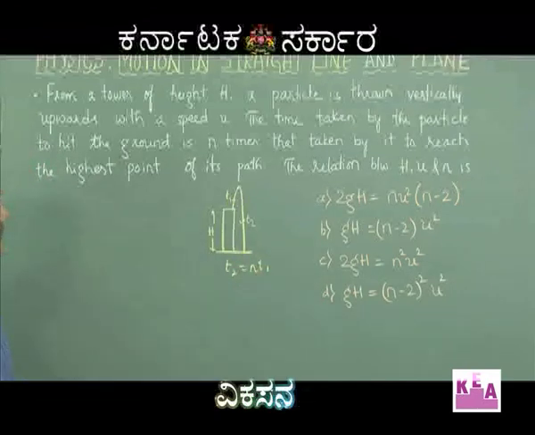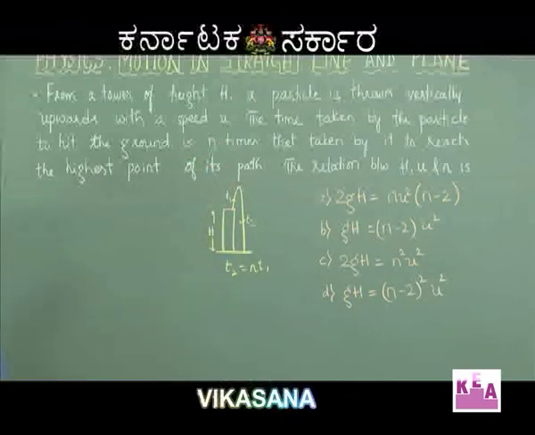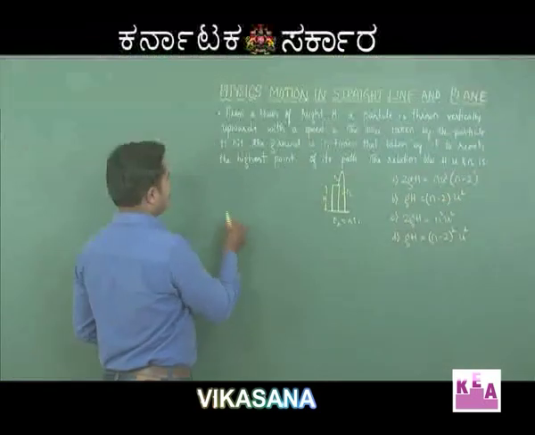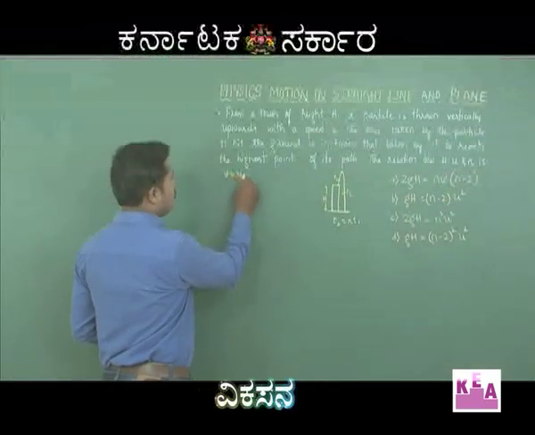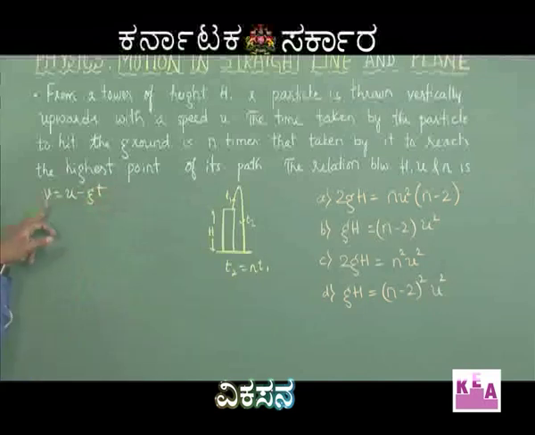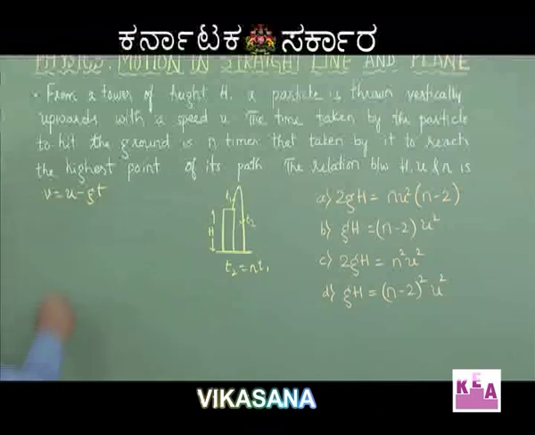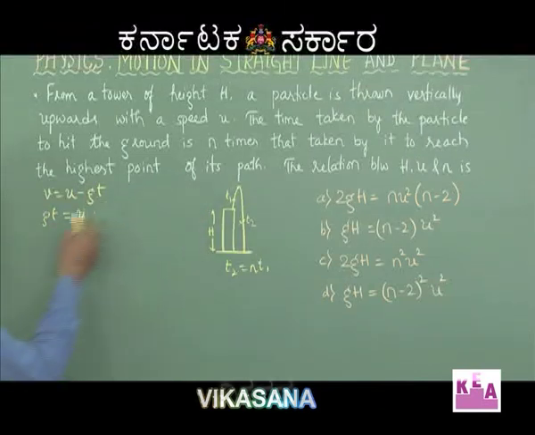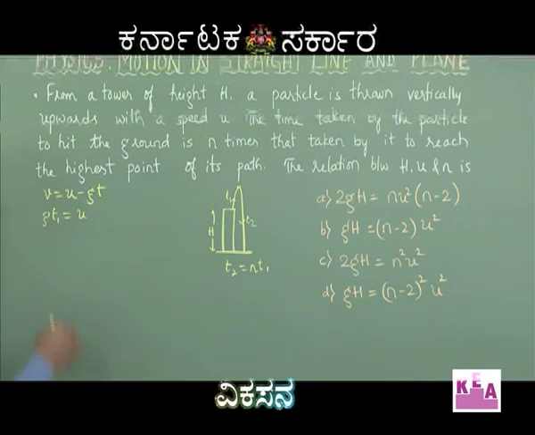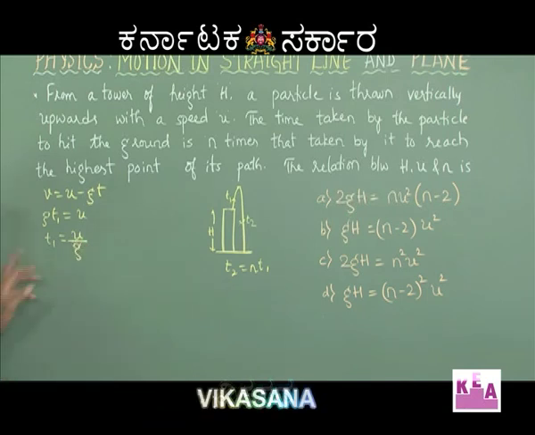Let me consider the t1 portion first, that is from the top of the tower to the highest point. For this upward journey, I will use v is equal to u minus gt. As we know, at the peak the final velocity is 0, therefore u is equal to gt, or gt is equal to u, and I have considered that time as t1, which will be t1 is equal to u by g. Keep it as it is.